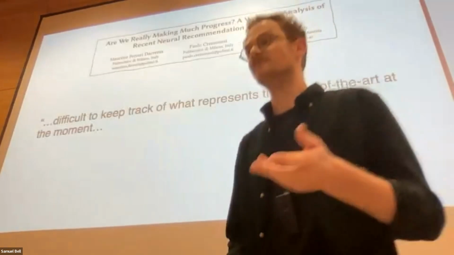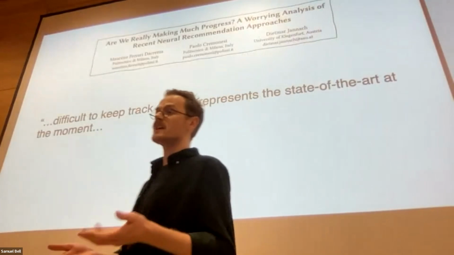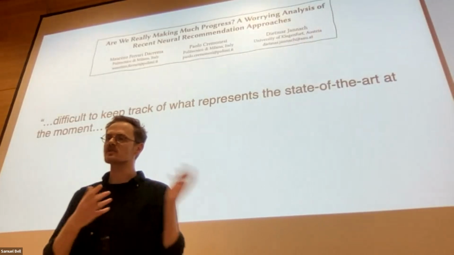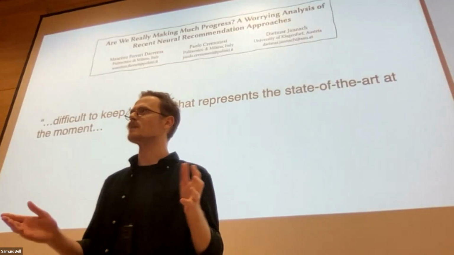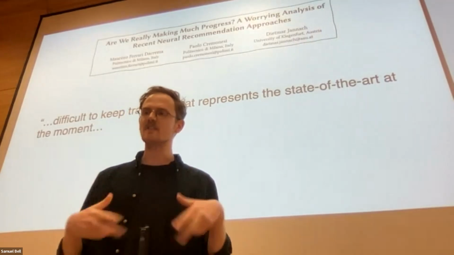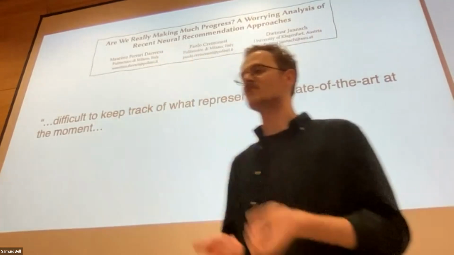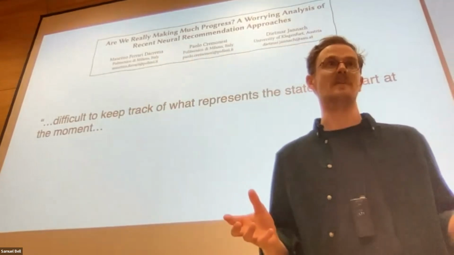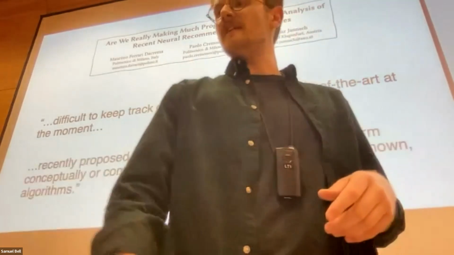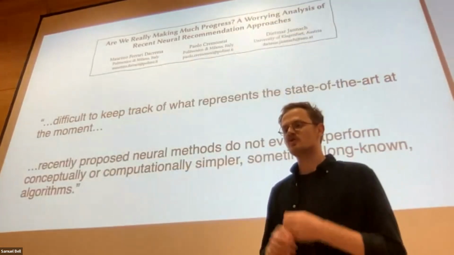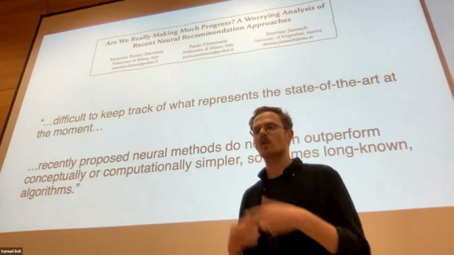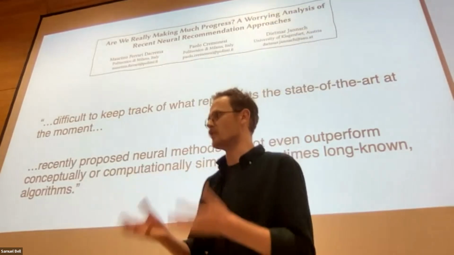We could look at another example. This is about recommendation approaches, neural recommendation approaches. And this quote, I think, to any of you who've done anything in deep learning or read much stuff about deep learning, it's difficult to keep track of what represents the state of the art at the moment. That should be familiar. But recently proposed models don't outperform conceptually or computationally simpler, sometimes long-known algorithms.